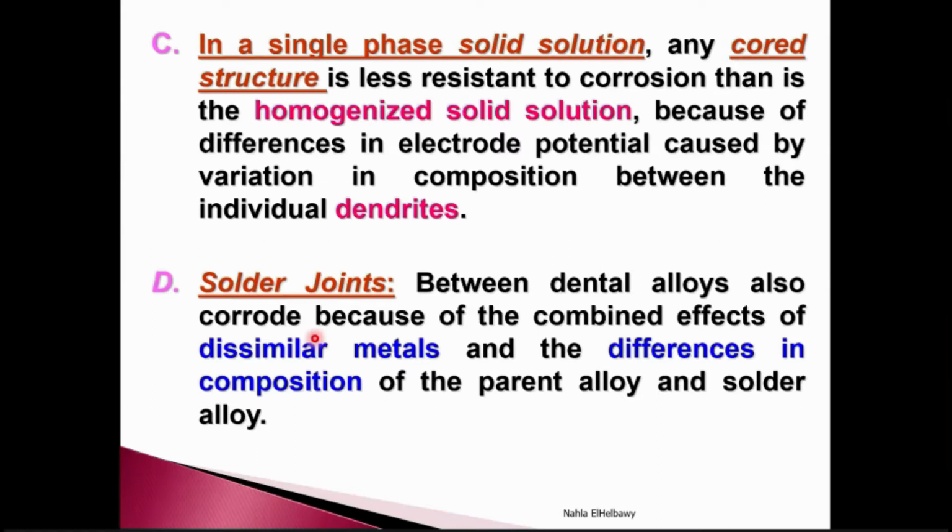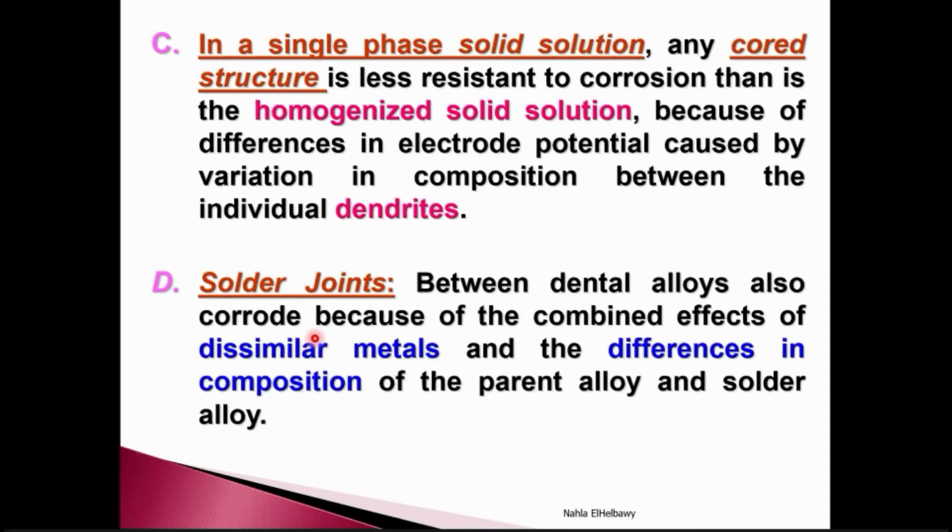Similarly, in a single cell solution, we can also have various compositions, like the inner core is a different metal and the outer core is a different metal. So the current can flow from one composition to the other, even within the same alloy, because every metal component will have a different electric potential and it will lead to flow of current.